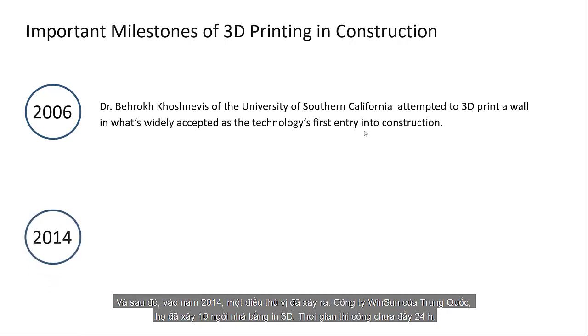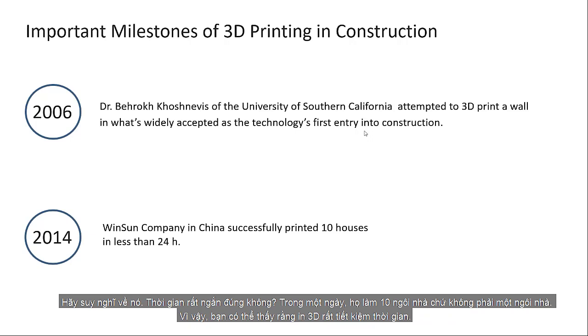And then later in 2014, one interesting thing is the Chinese company WinSun constructed 10 houses with 3D printing, and the construction time is less than 24 hours. Think about it, it's very short, right? In one day they make not one house, but 10 houses. So you could see 3D printing is very time saving.